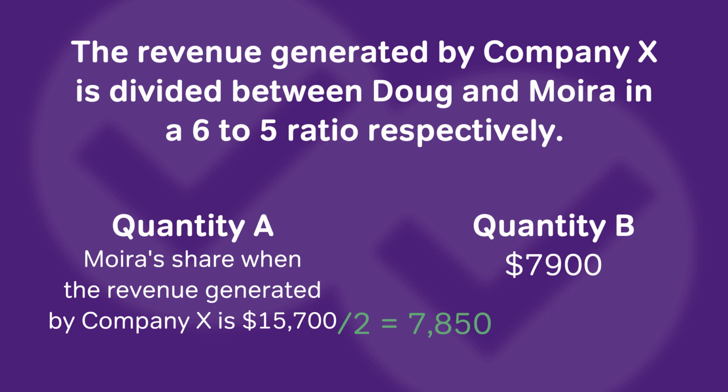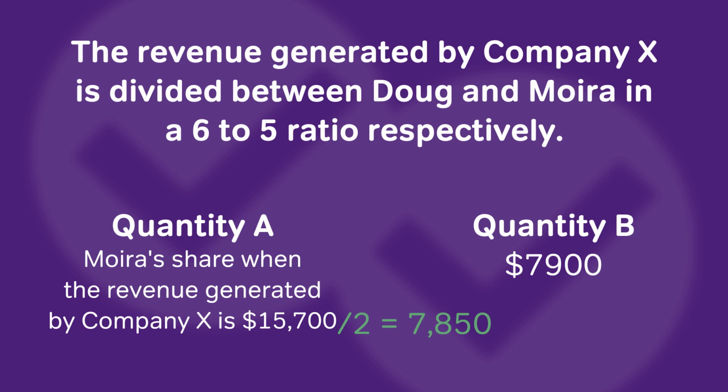Column A: Moira's share when the revenue generated by company X is $15,700. Ew, more gross numbers. And column B says $7,900. Wow, I really don't like this. What do I do? Well, the trick here is the test does not want you to solve and get an exact number. They want you to figure out which side must be bigger. So let's take a look at these numbers.